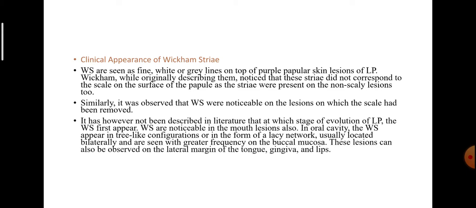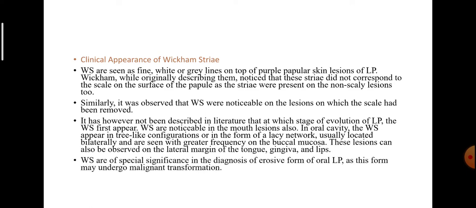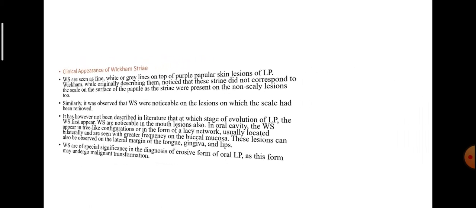It has, however, not been described in literature at which stage of evolution of lichen planus the Wickham striae first appear. Wickham striae are noticeable in the mouth lesions also. In the oral cavity, the Wickham striae appear in tree-like configurations or in the form of a lacy network, usually located bilaterally, and are seen with greater frequency on the buccal mucosa. These lesions can also be observed on the lateral margin of the tongue, gingiva, and lips. Wickham striae are of special significance in the diagnosis of erosive form of oral lichen planus, as this form may undergo malignant transformation.